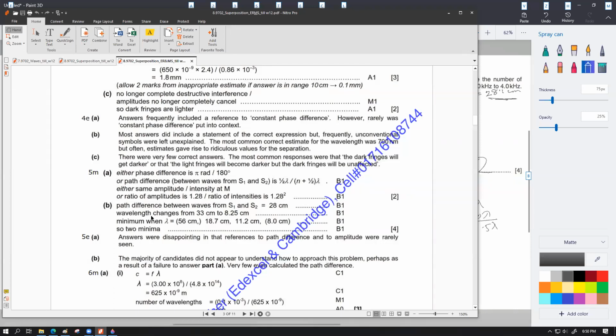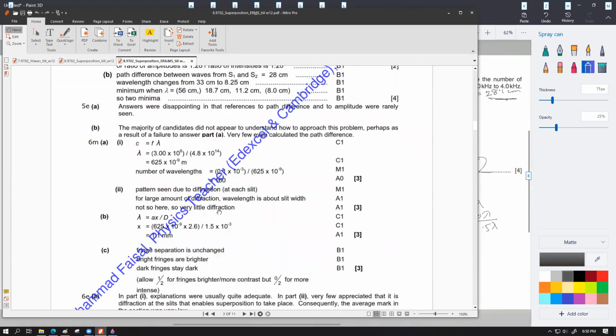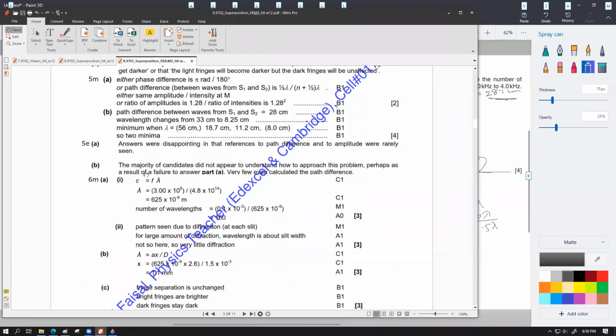So this is a solution that they have given. Have a look at the examiner's report. The majority of candidates did not appear to understand how to approach this problem, perhaps as a result of a failure to answer part A. Very few even calculated the path difference. You see, most of the students didn't even touch the question. They read the question and left it as is. Some students attempted to calculate the path difference.